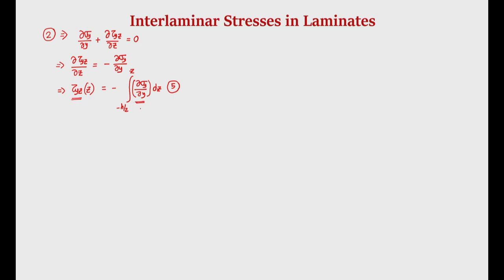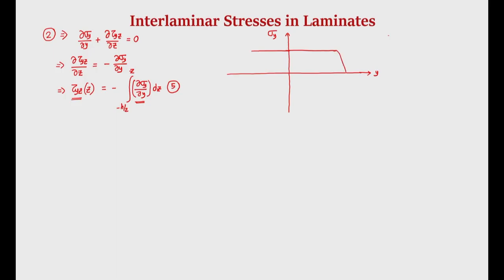Now, let us try to understand what this del sigma y del y means. Again, for a given laminate, we can find out from that what is sigma y. And if we try to plot sigma y as a function of y, from classical lamination theory, this is sigma y, this is constant. But we know that the two free edges at y is equal to plus b and minus b must be free from stresses, because they are free edges, they must satisfy the stress boundary condition. Therefore, at y is equal to b as well as at y is equal to minus b, sigma y must be equal to 0.